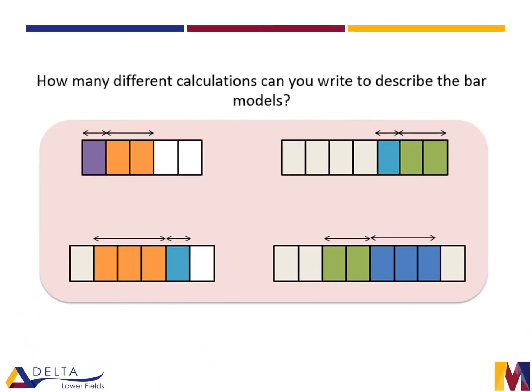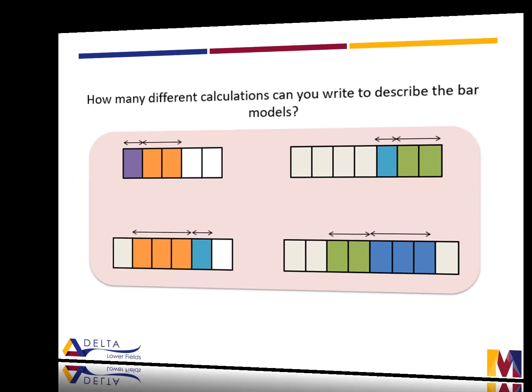Take a look at this one. How can we extend this activity into some independence? How many different calculations could you write to describe the bar models here? So of course in that first one we could say 1/5 plus 2/5 equals 3/5. 2/5 plus 1/5 equals 3/5. Maybe 3/5 minus 1/5 equals 2/5. 3/5 minus 2/5 equals 1/5. Maybe you could even say 5/5 minus 2/5 minus 2/5 minus 1/5 equals 0. You could even go that far. You could look at lots of different ways to describe these different bar models.